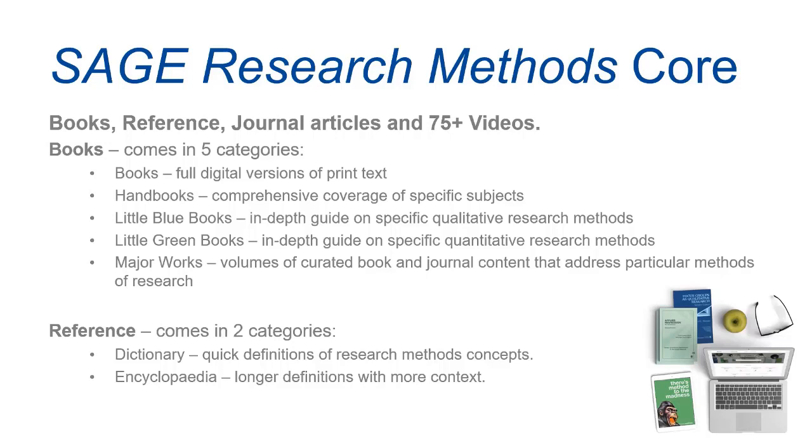We also have our reference material, which comes in 2 categories: dictionaries, which are usually between 1 and 2 short sentences to a few short paragraphs long, and they really just provide the key definitions and key pieces of information that will get you familiar with a particular topic. Our encyclopedias are still short and manageable, but are slightly longer and provide a bit more background context, maybe some of the key authors and key thinkers that have used that particular research method in their own projects.